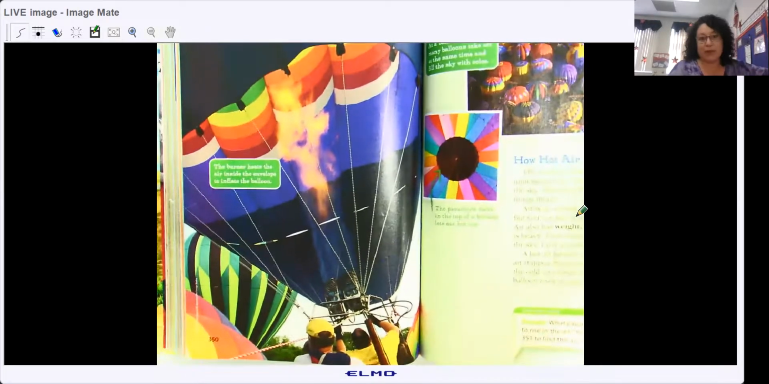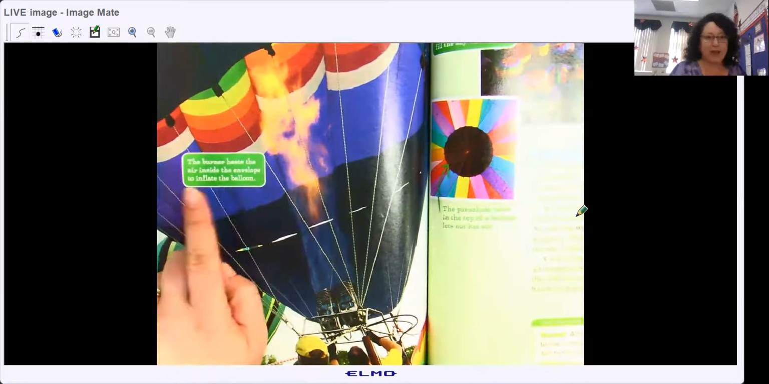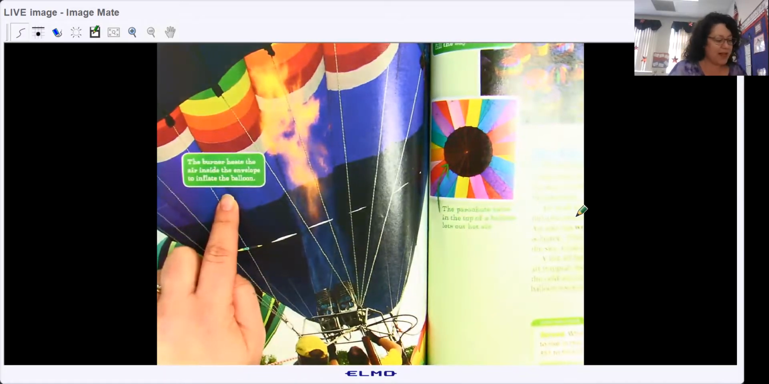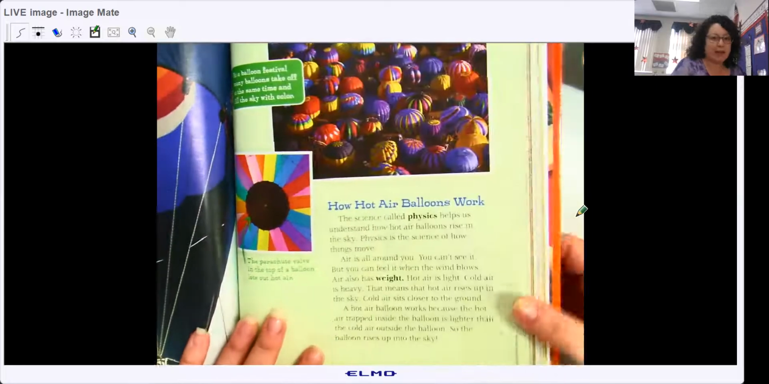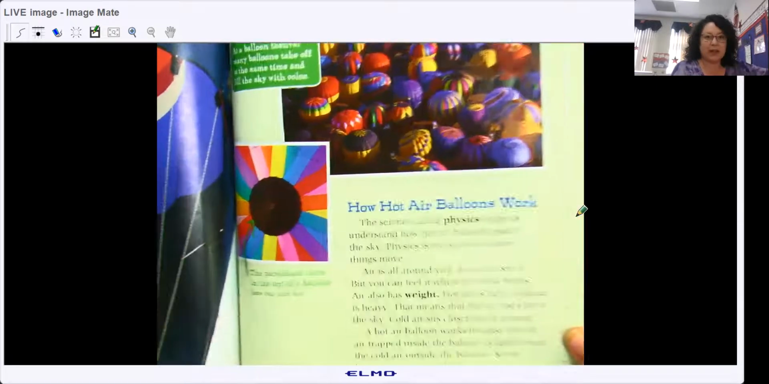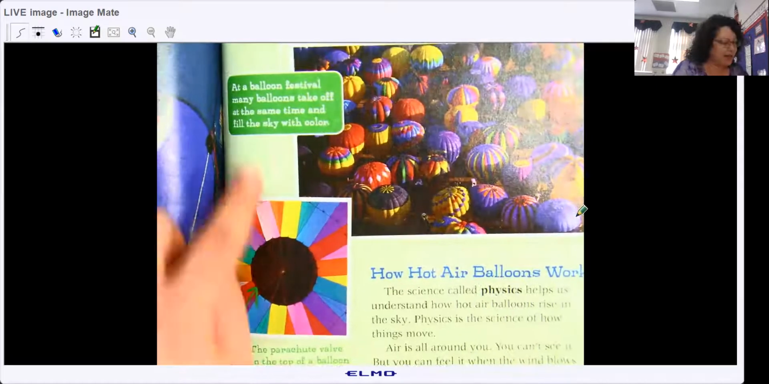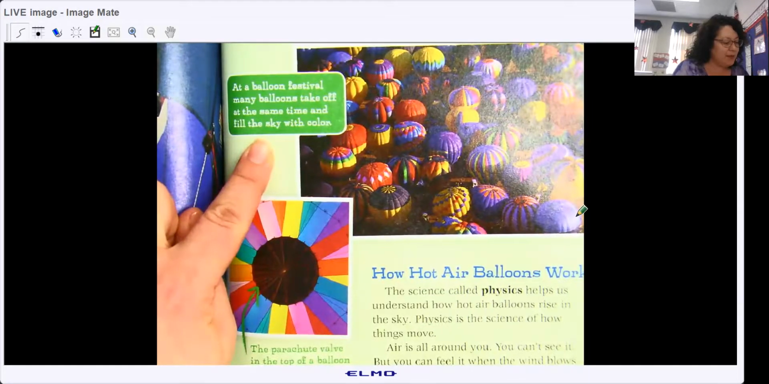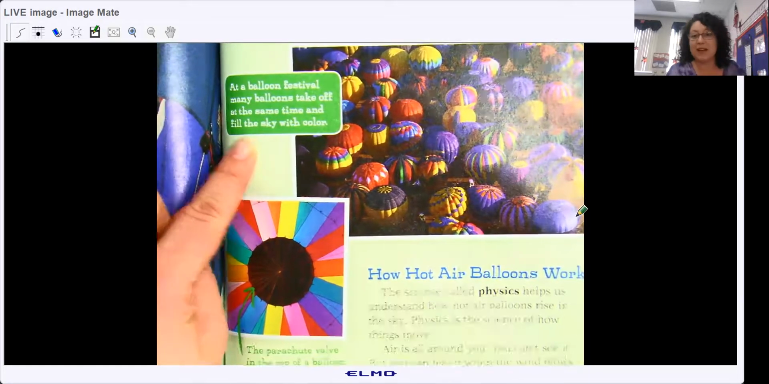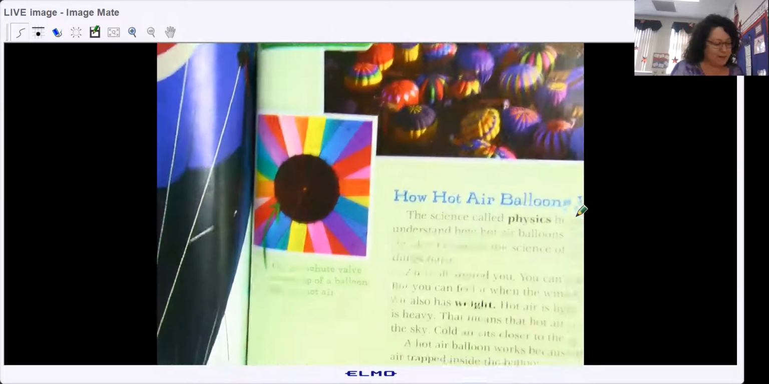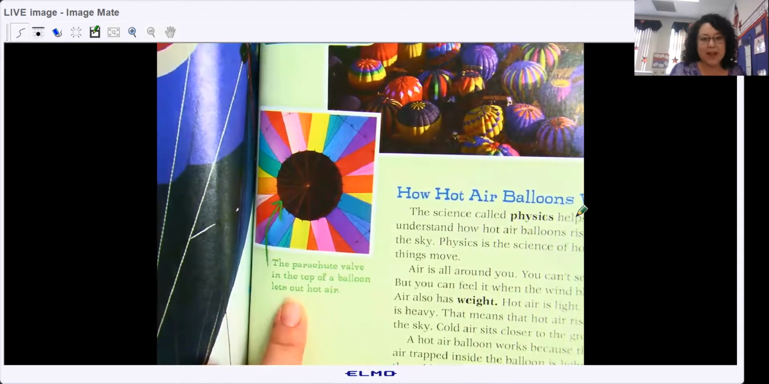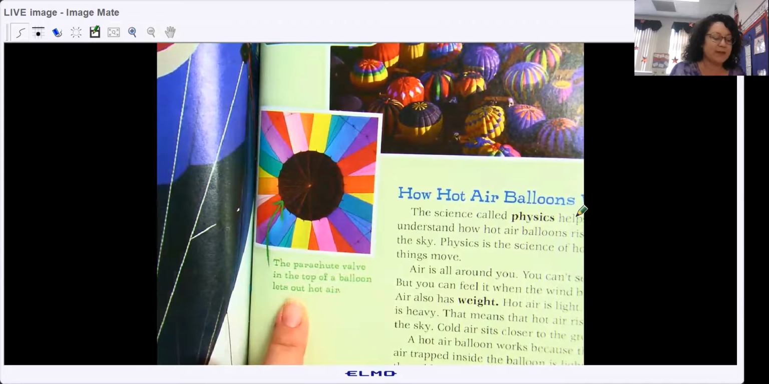So right here, again, before we read our nonfiction, we look at our text features. There's our caption. The burner heats the air inside the envelope to inflate the balloon. Envelope? We're going to talk about that in a minute. And then over here, our heading is how hot air balloons work. And our caption is, at a balloon festival, many balloons take off at the same time and fill the sky with color. That is so pretty. Almost looks like a bunch of marbles. The parachute valve in the top of the balloon lets out hot air.